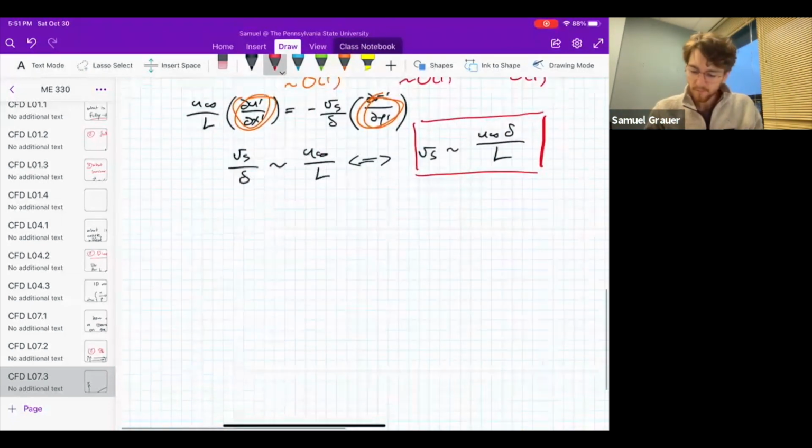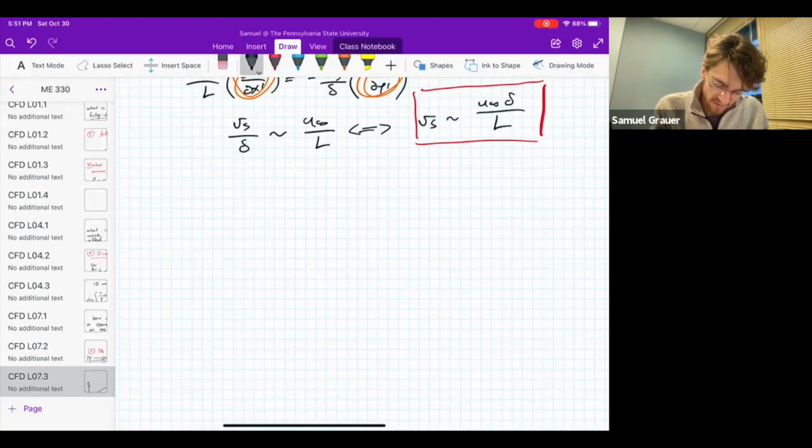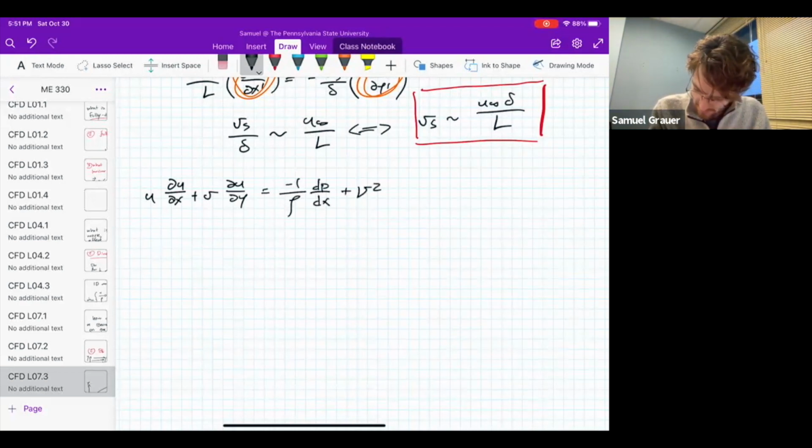So if we go to the momentum equation, we can do the same thing. So I'll restate the equation. We have u du/dx plus v du/dy is equal to negative 1 over rho dp/dx plus nu d squared u/dy squared.